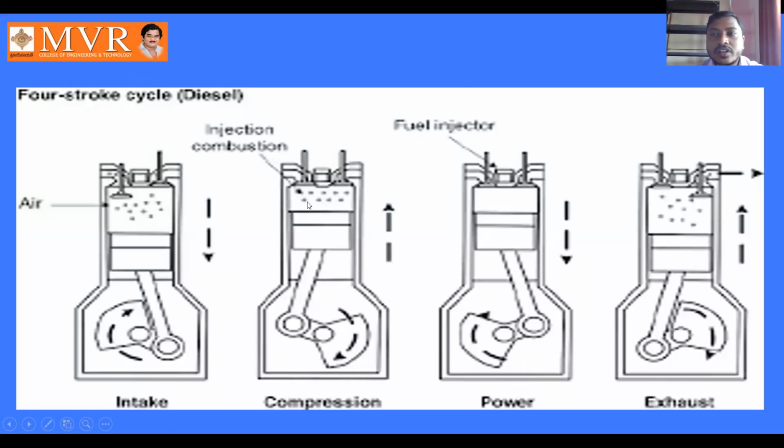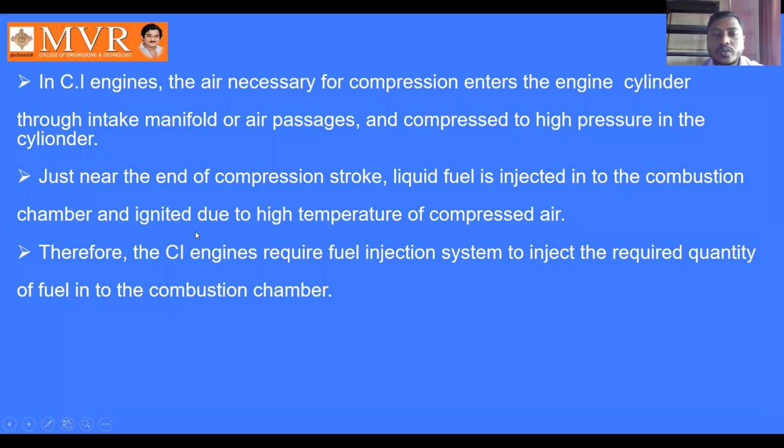After compression, the air gets a high temperature and high pressure, and due to this high temperature of the compressed air, the fuel is ignited. Therefore, the CI engines require a fuel injection system to inject the required quantity of fuel into the combustion chamber for ignition after compression of the air. For the fuel to enter the combustion chamber, we need the fuel injection system. This is the CI diesel engine system.